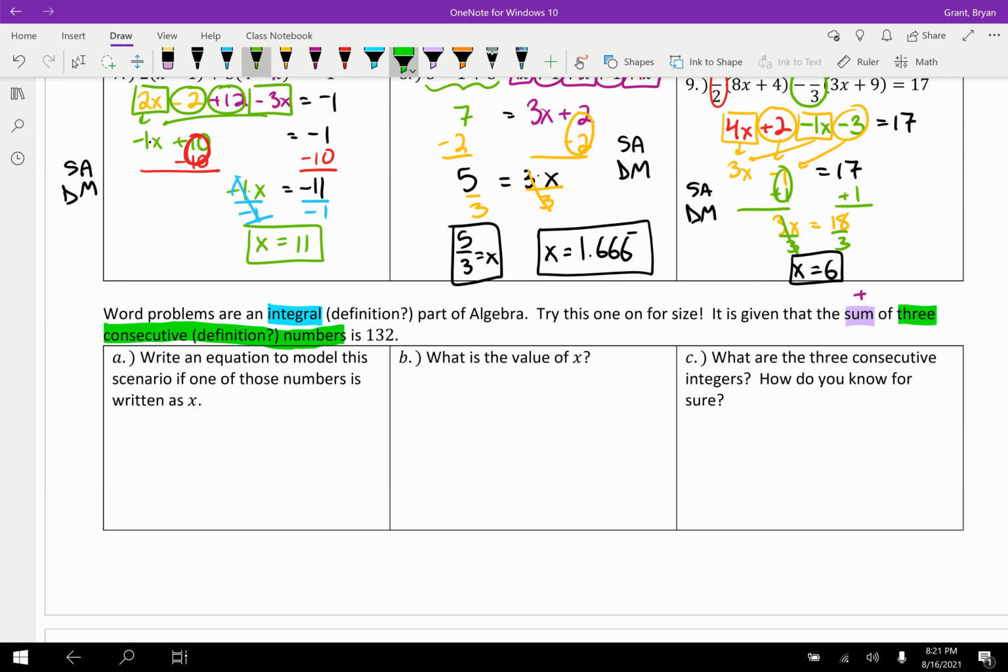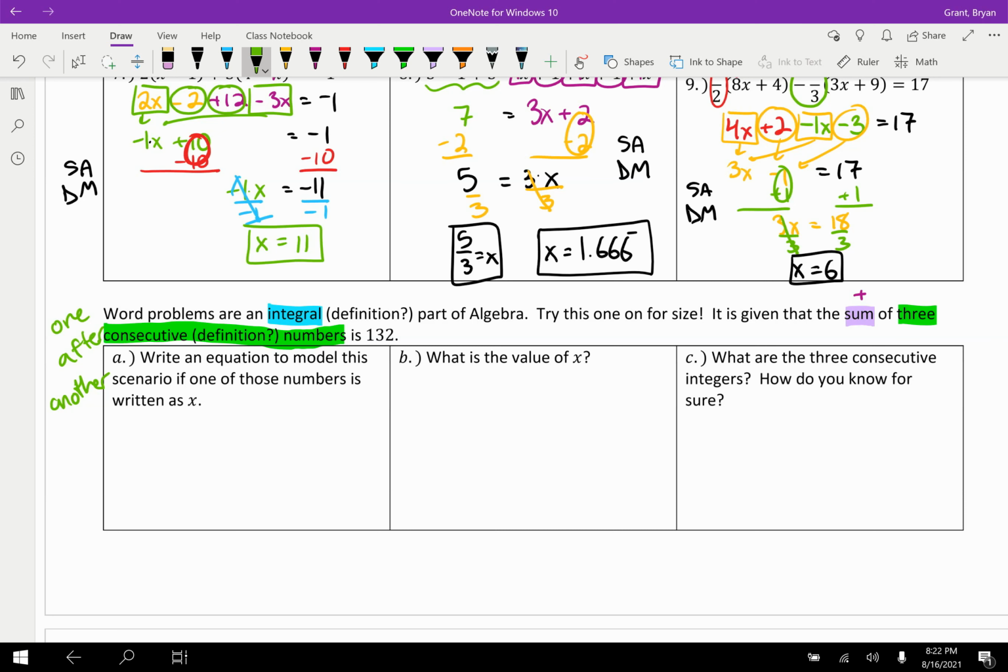Think 3 consecutive numbers. My students most often say consecutive means one after another. One right after another. 3 in a row, if you will. So we're trying to find the 3 numbers that add up to 132.